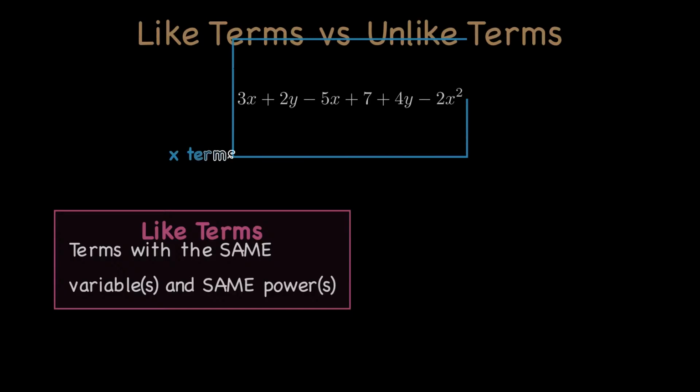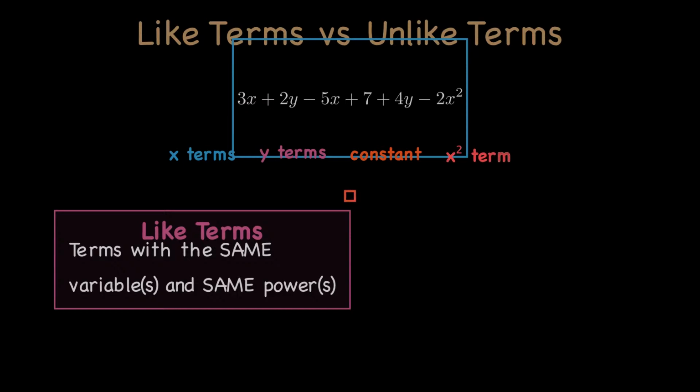In our expression, 3x and negative 5x are like terms. They both have the variable x with power 1, so we can combine them. Similarly, 2y and 4y are like terms. They both have the variable y with power 1. The number 7 is a constant term. Constants are like terms with other constants.